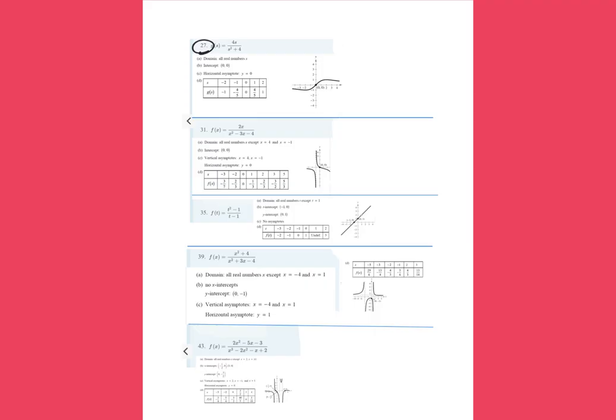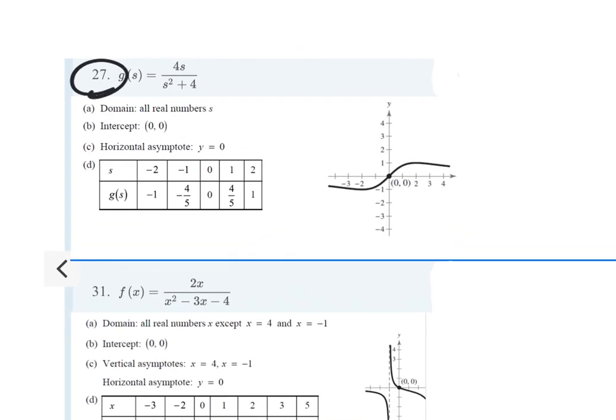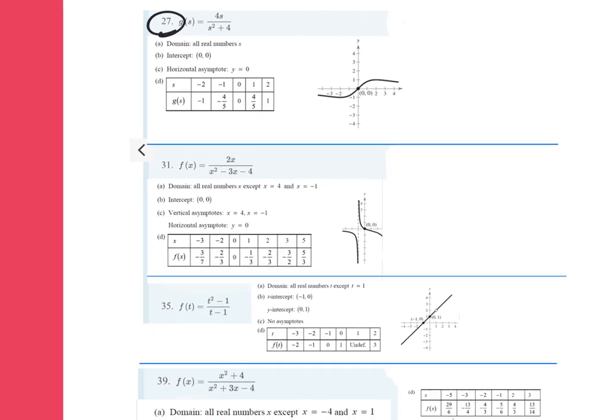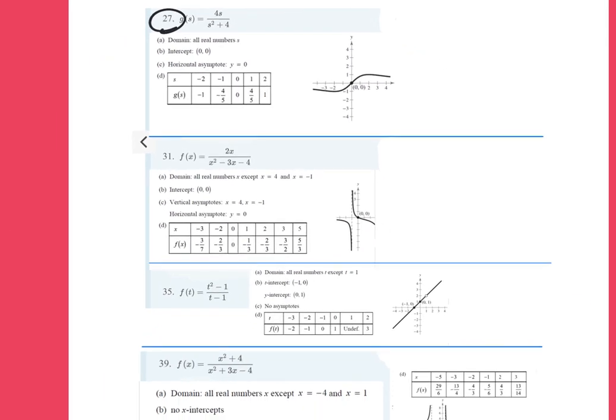27, same thing? Yeah. Okay, all right. So you know where to go from there? Yeah, okay. Any other questions on the graphs? Yeah.